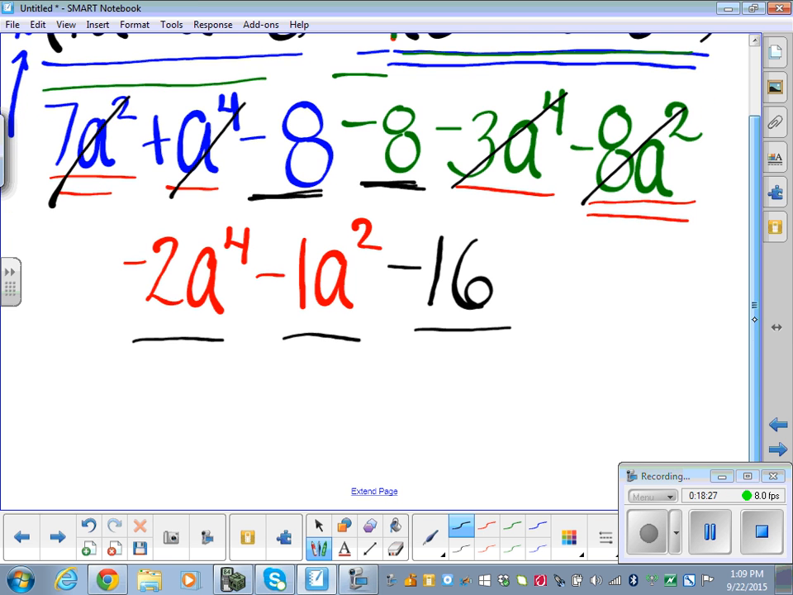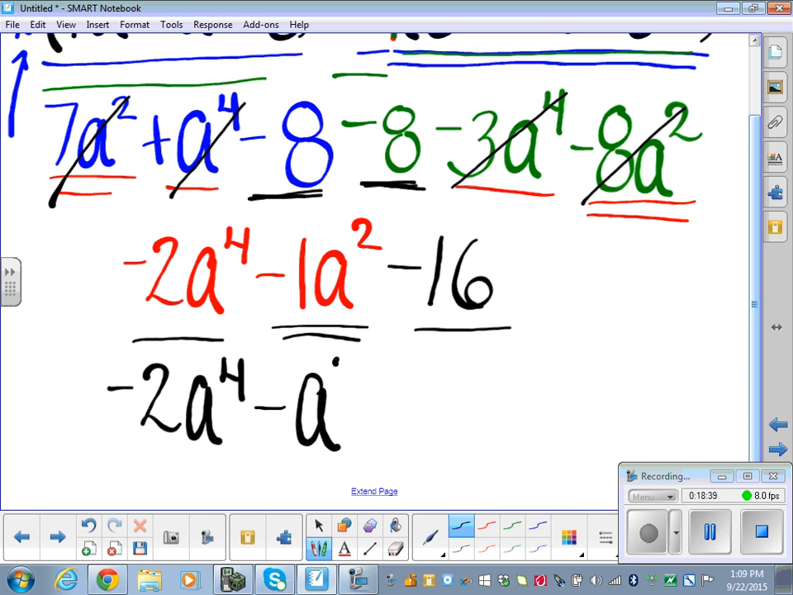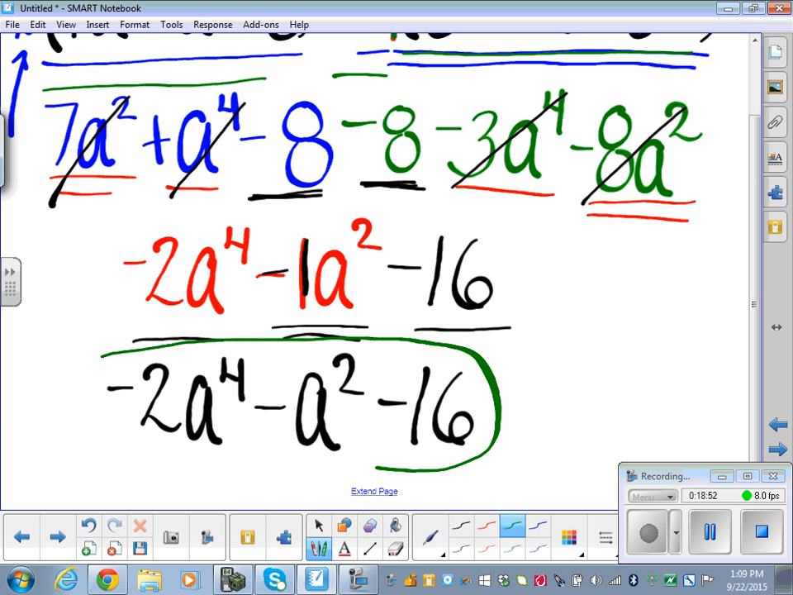So I would accept this as an answer, but once again, think about it. What we really have is -2a to the 4th, and then this -1a squared is the same thing as saying -a squared. It goes without being said that that 1 is there. So -a squared and then -16. I'm going to push you to try your hardest to not write in those ones, because we're now in advanced math and we need to be able to see things in the most simplified way, the way we would see it on an ACT or on an exam.